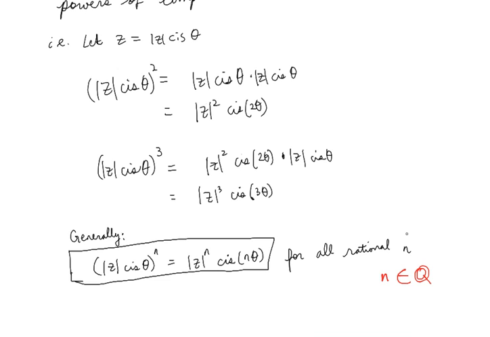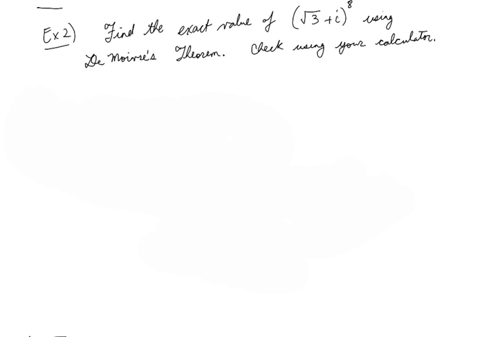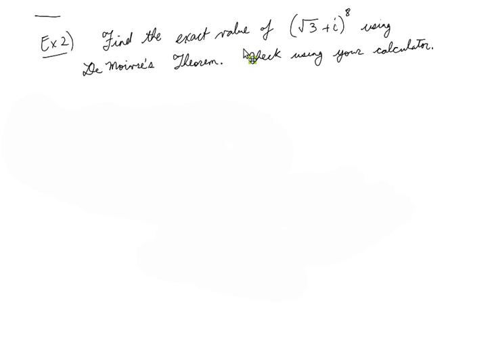All right, so let's try a couple examples here. Find the exact value of root 3 plus i raised to the power of 8 using de Moivre's theorem. What did we say about using de Moivre's theorem? It's very useful to get our numbers in polar form. So if I can just get my complex number here in polar form, I can use de Moivre's theorem. So how do I do that? Well, let's figure out what root 3 plus i would be in polar form.